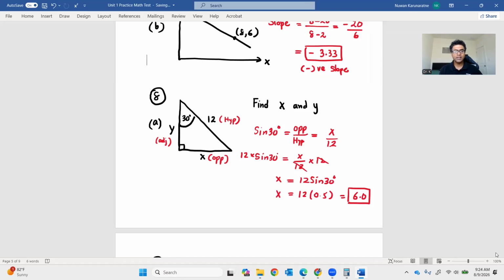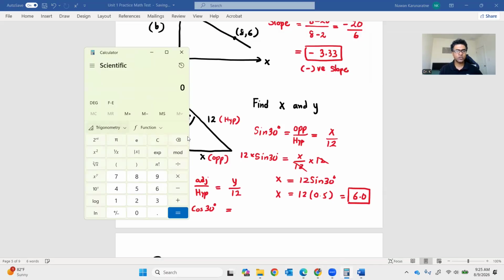Then y, look, y is the adjacent. So always with adjacent, it's going to be cosine. So cosine 30 is equal to adjacent over the hypotenuse. The adjacent is y and the hypotenuse is 12. So just like the previous one for x, we get y equals 12 cosine 30 degrees. Now I can't remember the value for cosine 30 degrees, so let's use the calculator to figure that out.